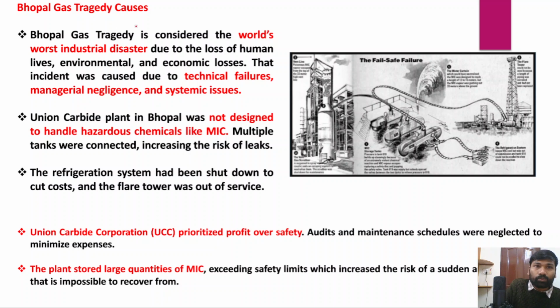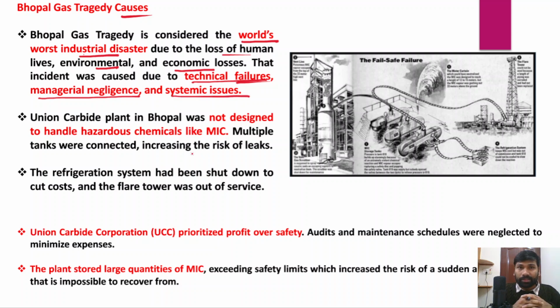Now what are the causes of this Bhopal gas tragedy that happened in 1984? As we have already discussed, this tragedy is considered the world's worst industrial disaster because it is associated with the loss of human life, hundreds of thousands of people having died, and its environmental and economic impact. And in fact, it has been identified that the major reason for the Bhopal gas tragedy was technical failures in this Union Carbide company, right? Not just technical failures, but also managerial negligence and systemic issues which existed in this company, and all these factors together were responsible for the emission of methyl isocyanate, a toxic gas.